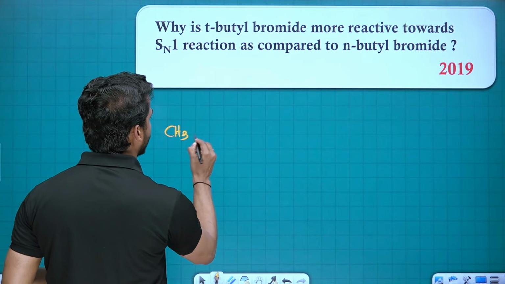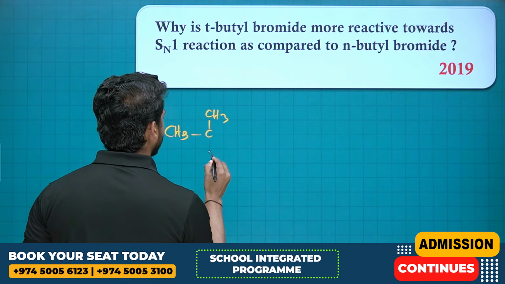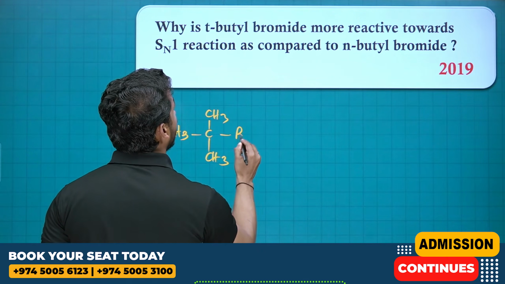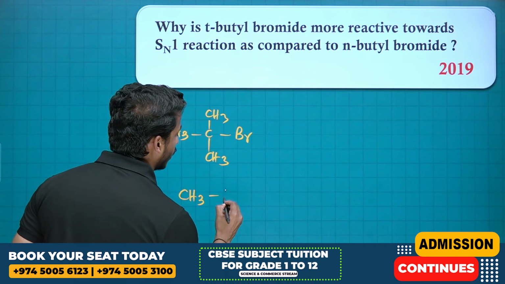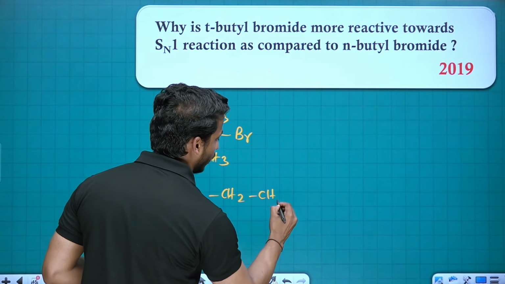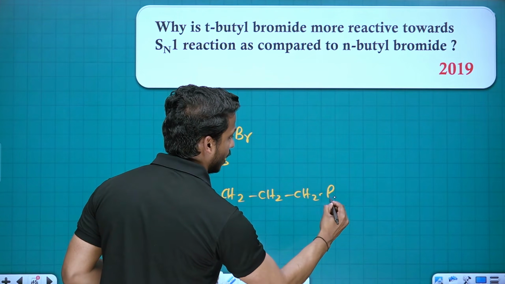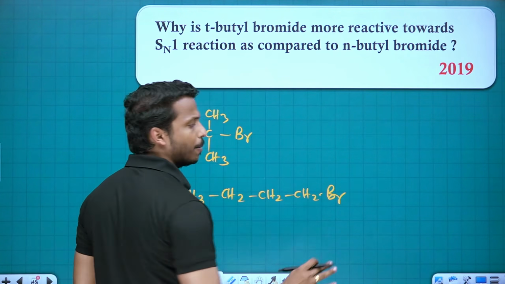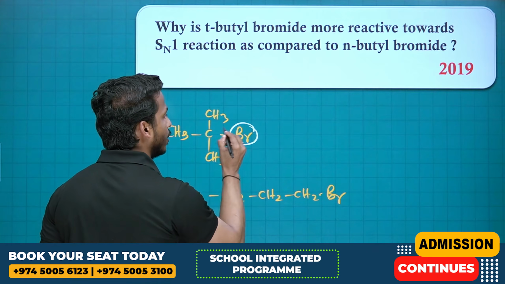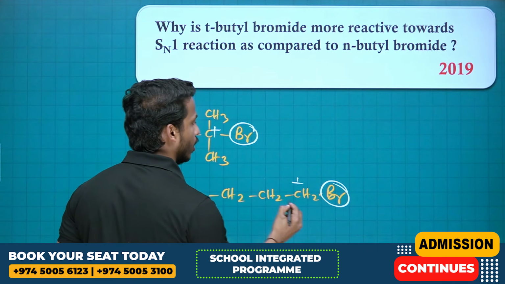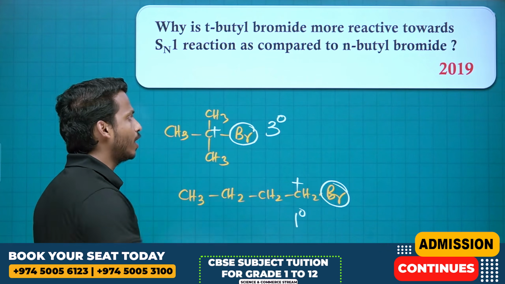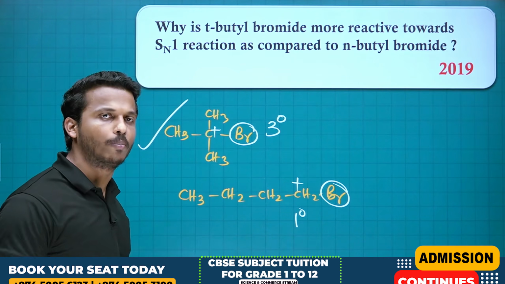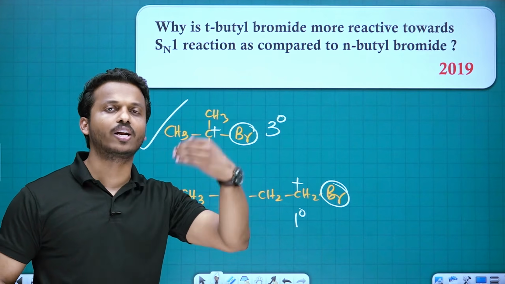So immediately draw the structure, no need to wait. Tert-butyl bromide is more reactive toward SN1 as compared to n-butyl bromide. The first step in the SN1 mechanism is removal of the halogen to form a carbocation. This carbocation is tertiary, this carbocation is primary. The tertiary carbocation is more stable, so this will undergo reaction faster.